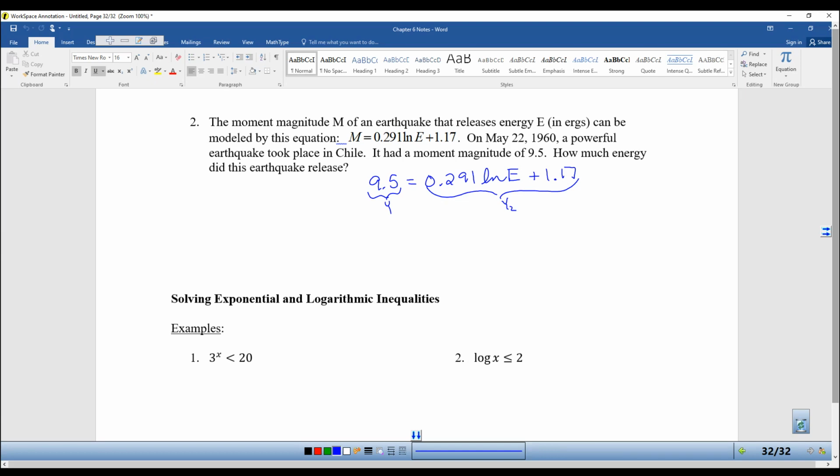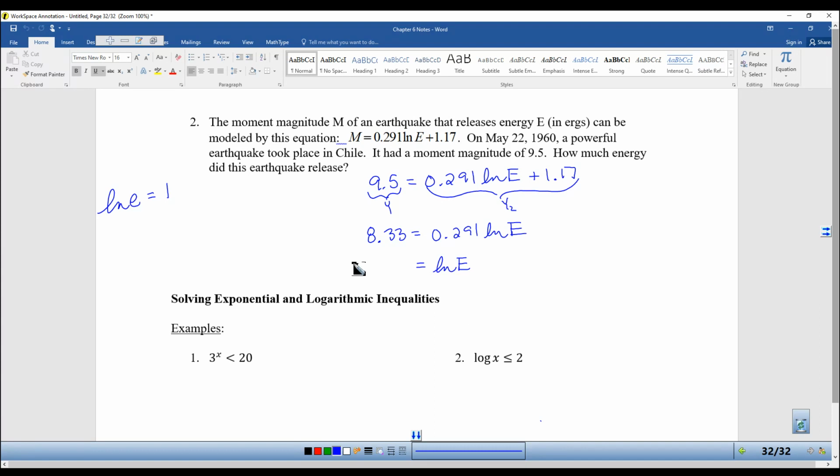So subtracting 1.17 from both sides, I get 8.33 is equal to 0.291 natural log. By the way, this natural log and this E don't cancel. It is true that natural log and e cancel each other out. But this is a capital E, it stands for ergs. And then I divide both sides by 0.291.